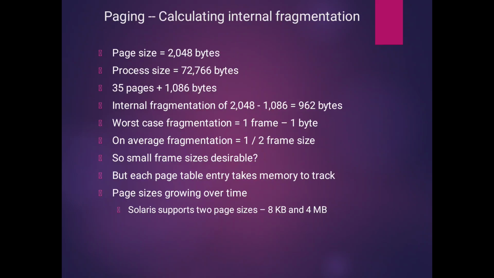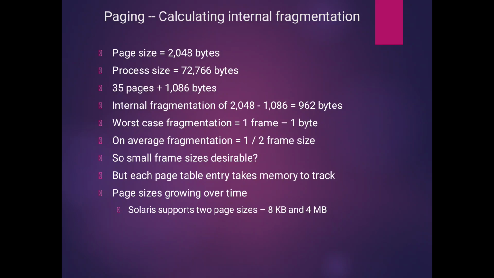So in paging, calculating the internal fragmentation. Page size is 2048 bytes. The process size is 72,766 bytes. That is 35 pages plus 1086 bytes. So internal fragmentation is 2048 minus 1086, which is 962 bytes. So the worst case fragmentation is 1 frame. On average, fragmentation is 1/2 frame size.